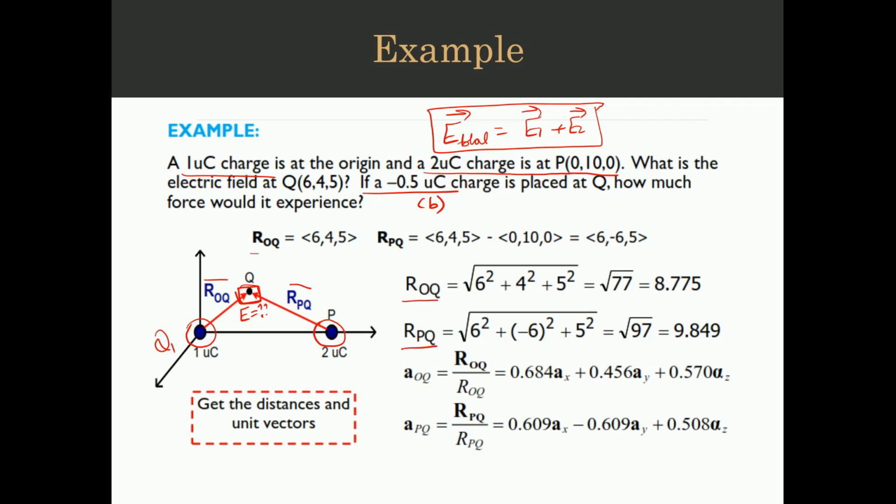So ROQ gives us the distance vector 645 because we are using the origin as the reference. Then RPQ is going to be the value of Q minus the value of P, which gives us the second value, 6 minus 6 and 5. So the position vectors are found. Once we have the position vectors, we take their magnitude, and then the unit vectors are given as such.